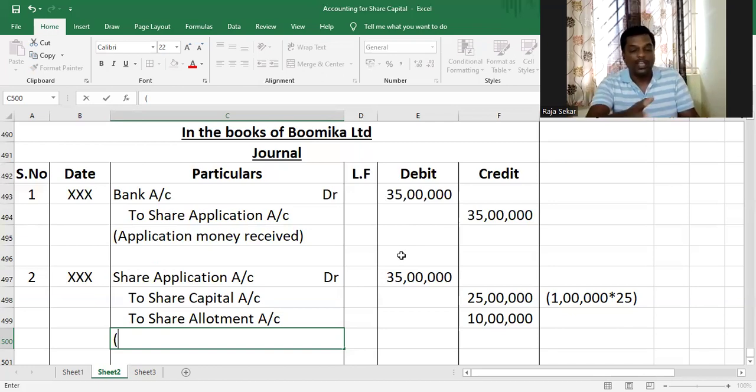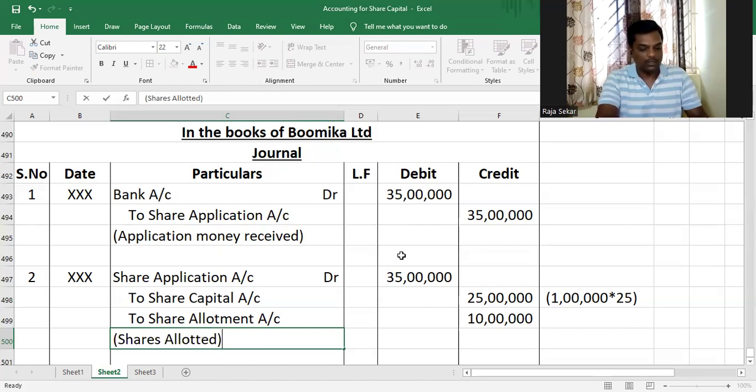For now, we only have 10 lakh rupees in excess, and the allotment money due in this question is 1 lakh into 30 rupees per share, which is 30 lakhs. So whatever is available as excess application money is not sufficient even to cover allotment money. So we are only taking it to share allotment account.